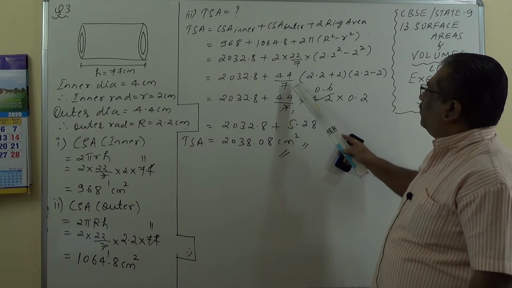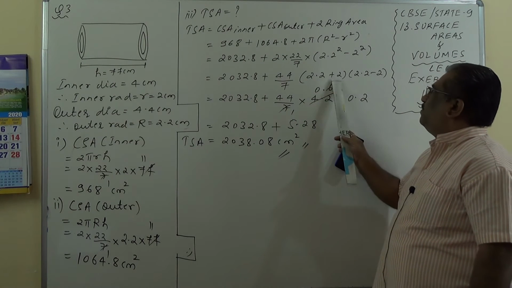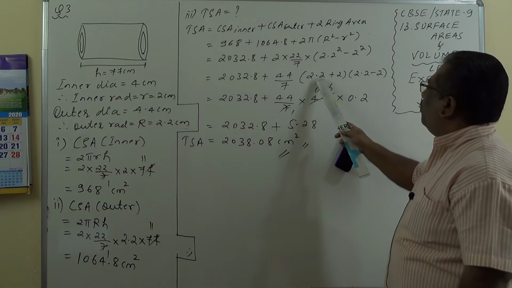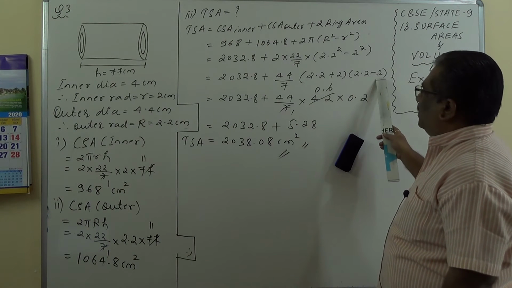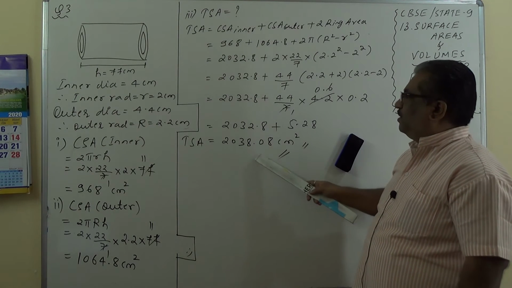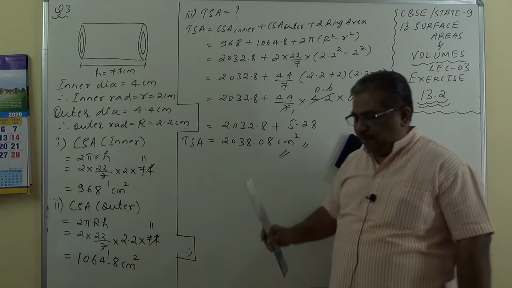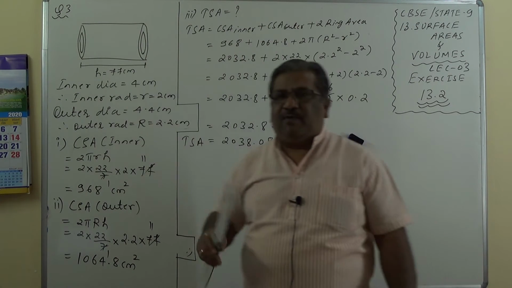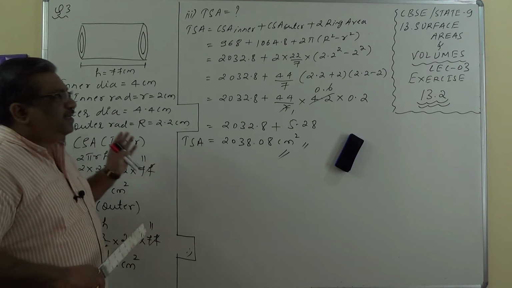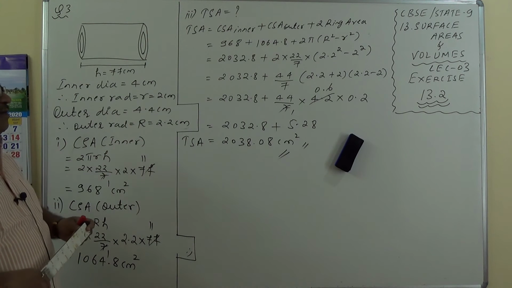this plus 44 by 7 into, see, a square minus b square I am considering as a plus b into a minus b. Is it right? A plus b into a minus b. So 2.2 plus 2, 2.2 minus 2. So if you work out, it is giving you TSA as 2038.08 square centimeter. Clear? Quite simple problem. It is basically all the formula we need to apply and find out the CSA inner, CSA outer, and also the total surface area. Okay.